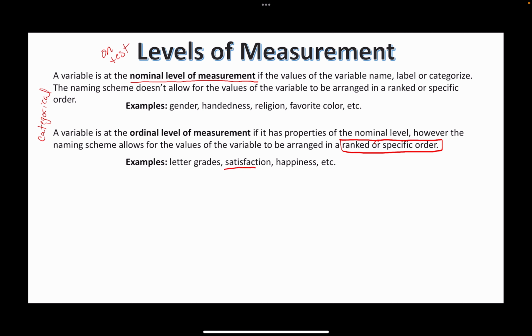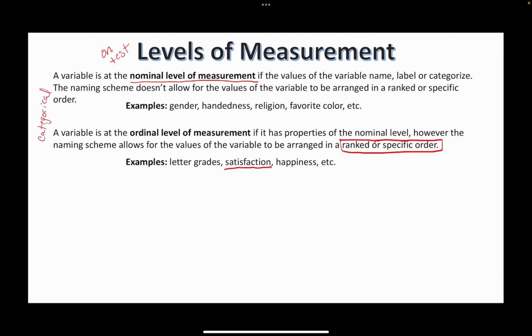Satisfaction, so this is like those things that you have, like highly dissatisfied, somewhat dissatisfied, neutral, somewhat satisfied, highly satisfied. Those have a specific order. Same thing with happiness. I'm angry, I'm sad, I'm kind of okay, I'm kind of happy, I'm super happy, I'm ecstatic, whatever. So those could be in order. I mean, it really kind of depends. That one's kind of a weak example, but you get an idea there.